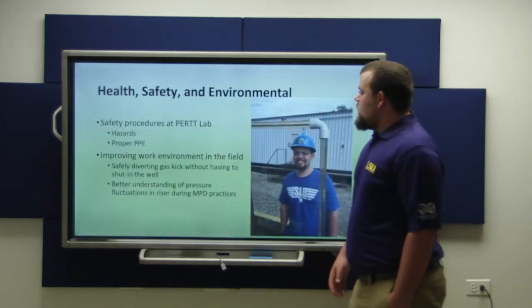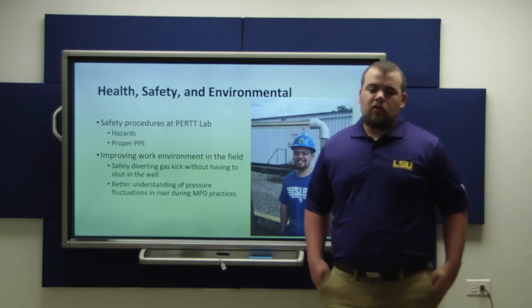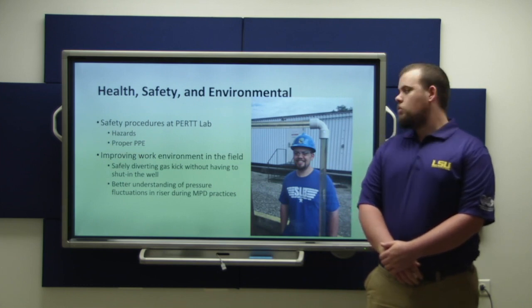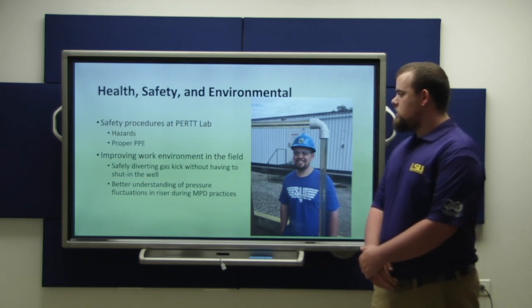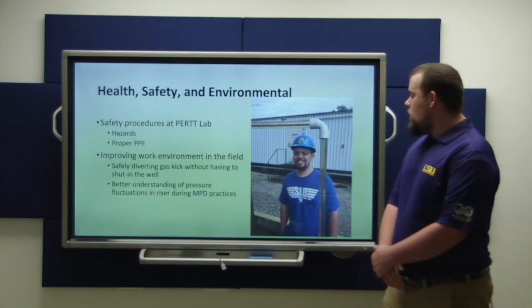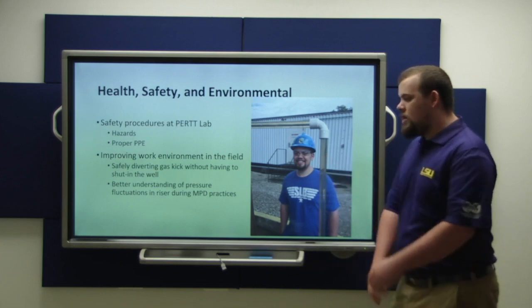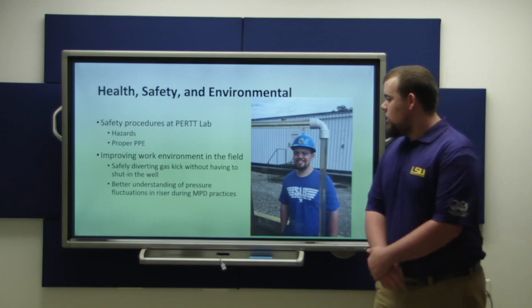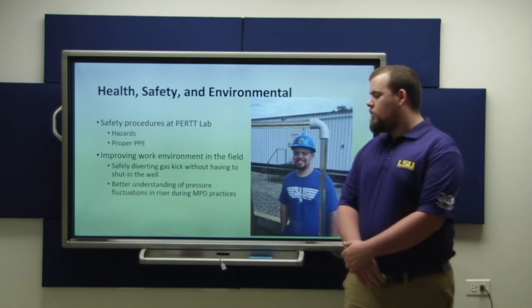So next we're going to take a look at health, safety, and environmental. So we'll be working a lot at the PERT facility. So of course safety is a big concern. We'll have to watch out for hazards like slips, trips, falls. There's a lot of things that could go wrong. We don't want anyone to get hurt. So we'll have to wear our proper PPE: hard hats, safety glasses, long pants, closed-toe shoes, and of course a positive attitude, right?